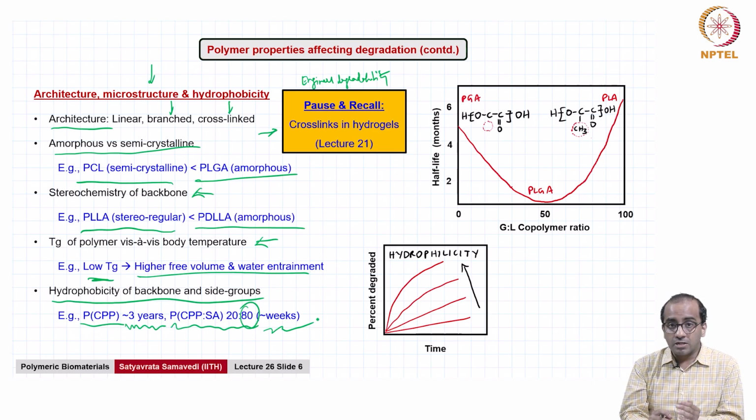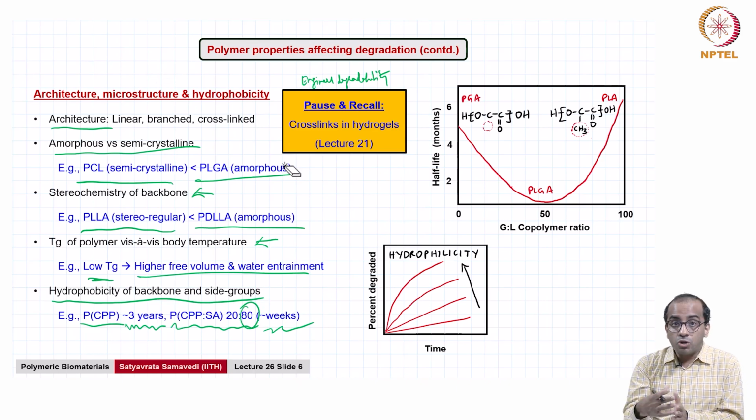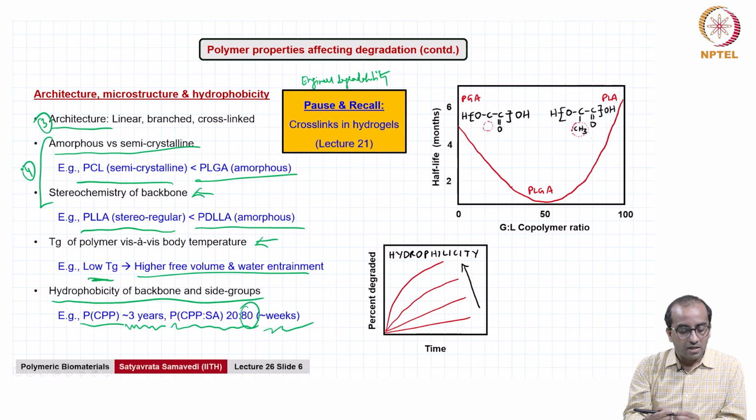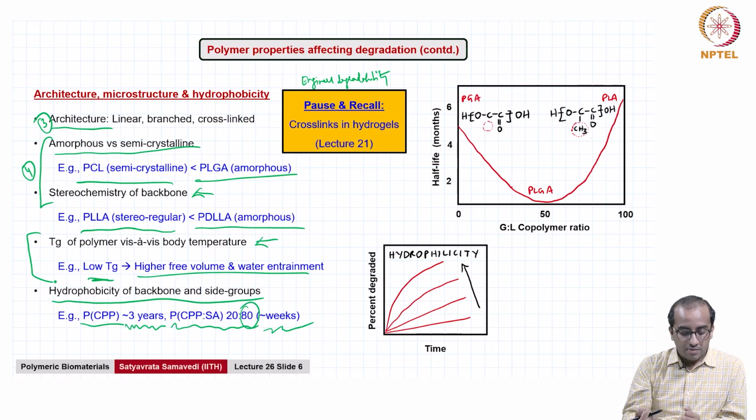I would leave it to you as an exercise to look at the structures and convince yourselves that that is indeed true. So, you see, apart from the functionality in the backbone and the molar mass, which we saw on the previous slide, you have at least some 2-3 more ways to tune and control degradation. One is the architecture, so this would be 3. The other is amorphous versus semi-crystalline. These two we can club together because they have something to do with the regularity in order. And then you can have Tg, and you can also have hydrophobicity or hydrophilicity.